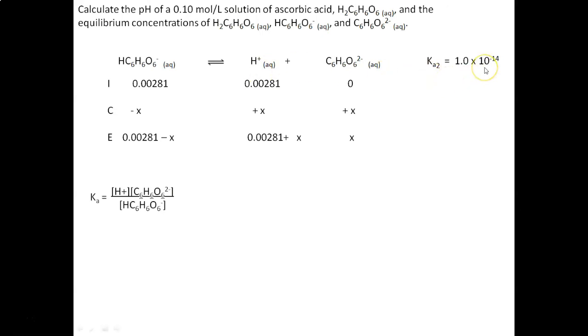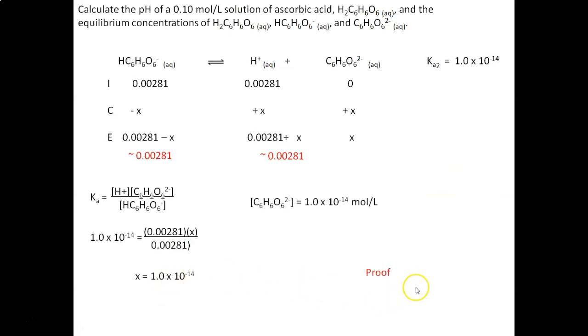Now this is a really small Ka, so I'm going to do my check. And when I do my check, because I showed that the loss of X here is not significant, it means that the loss of X here is also not significant. So therefore I can substitute in and I get my value. I'm going to do my proof. And so that tells me my concentration of this anion. Now that I know the concentration of my proton, I can calculate my pH.